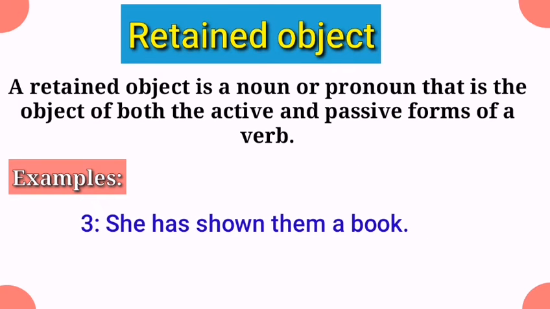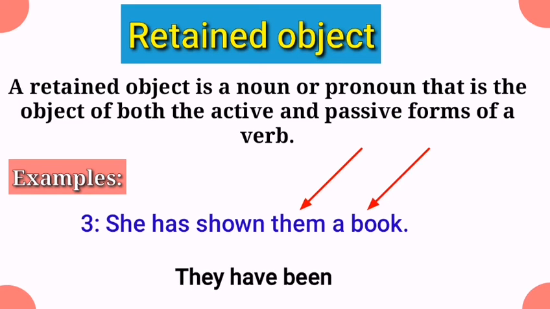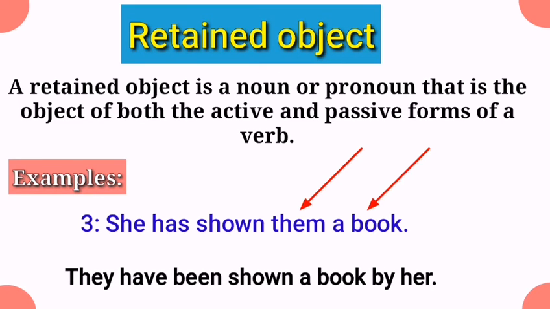She has shown them a book. This sentence is also in active voice. And it has also two objects, the pronoun, them, and the noun phrase, a book. So, one object will retain its place in the passive structure of this sentence. Like, they have been shown a book by her. Observe this passive sentence. Here the noun phrase, a book, is still the object of this passive construction. So, obviously this is called a retained object.